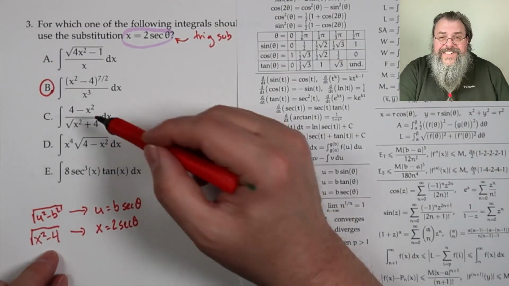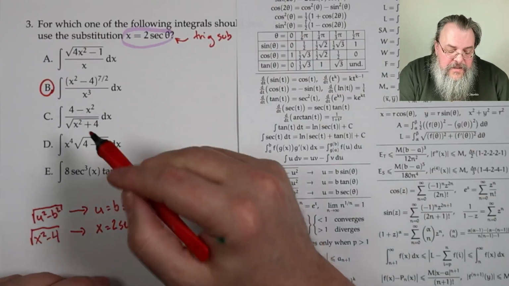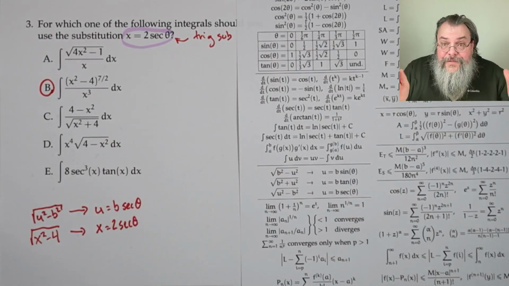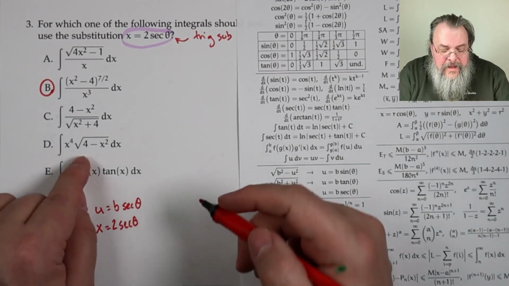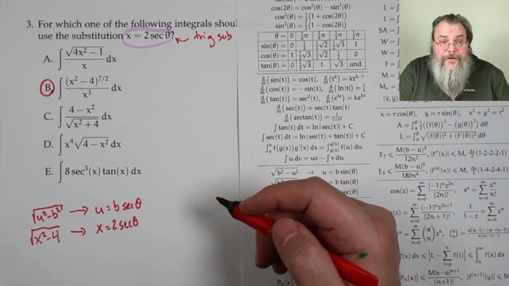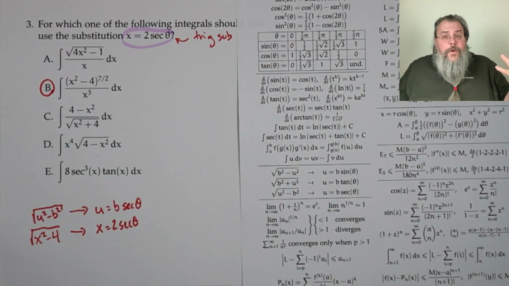4 minus x squared. It's kind of like x squared minus 4. It's not in the square root, so we're not going to worry about it. Downstairs is the square root. That's square root of x squared plus 4. Not what we're looking for. Here it's square root of 4 minus x squared. Again, not the right form. So B. Now I want to take it and say, whoa, hold on.